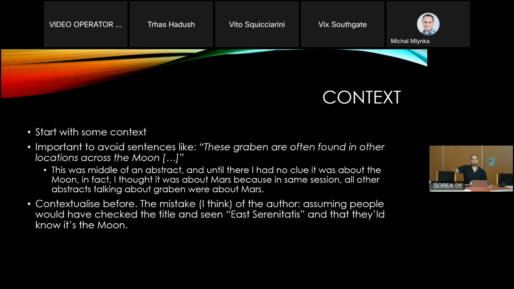Don't forget the context. I had one example where the person wrote, "these graben are often found in other locations across the Moon." I was 100% sure it was about Mars until I read this sentence. The mistake of the person, I think, is because there was East Serenitatis in the title, and they assumed that I knew it was on the Moon and not Mars. But in the session, every talk about graben was about Mars. So I was 100% convinced it was Mars, and until I read this sentence I was like, oh wait, what? So yes, don't forget to put a bit of context in your abstract.